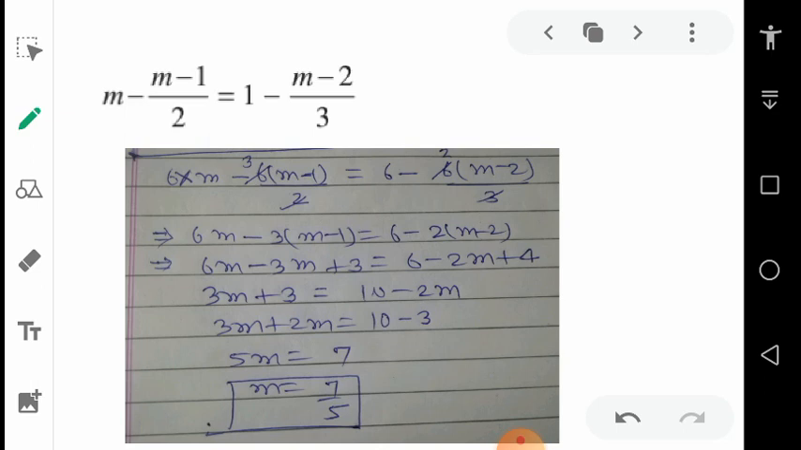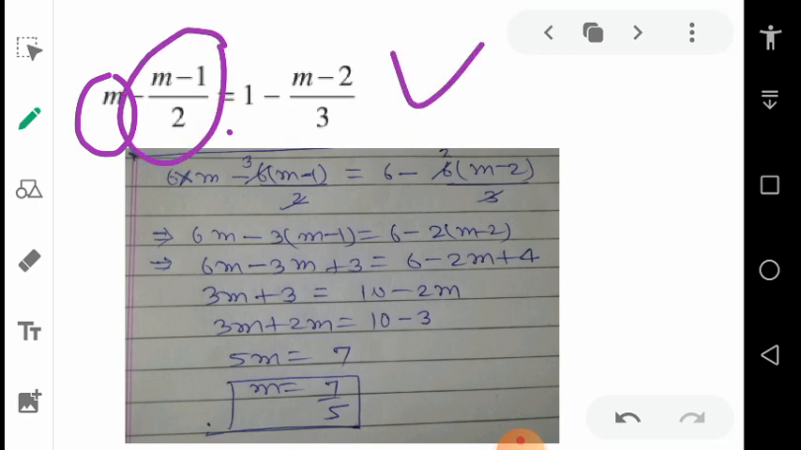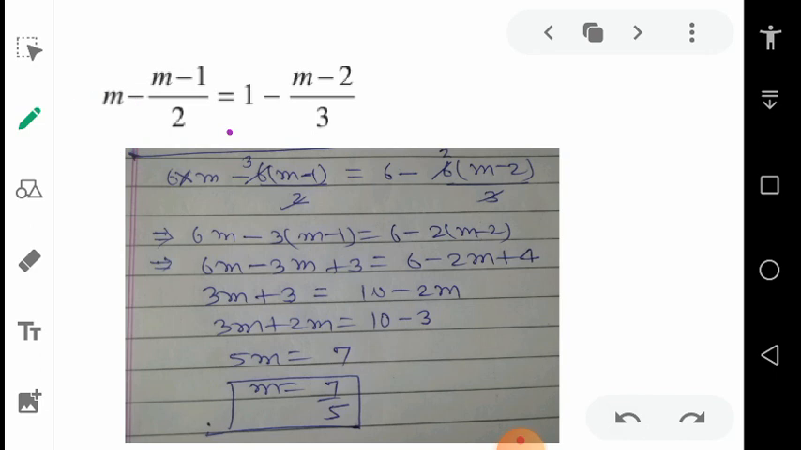So we write this first equation. Now each and every term is multiplied by 6. Firstly the m is multiplied by 6, this also is multiplied by 6. So every term is multiplied. By simplifying it, we have 6m minus 3 times m minus 1 equals 6 minus 2 times m minus 2. Step by step, if we solve it, we get m equals 7 upon 5.